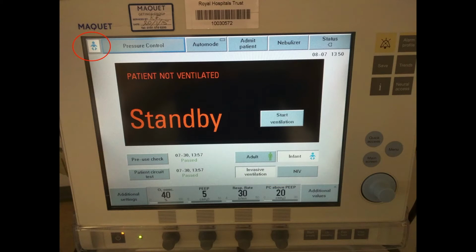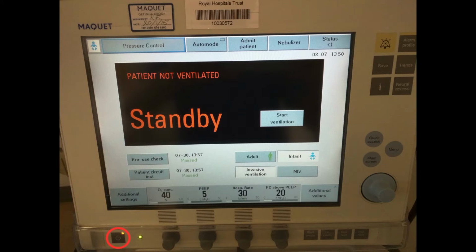And you can see on the screen here, in the top left hand corner, whatever mode you've currently selected, you'll have an icon for either infant or adult. So if you do need to change that, you will need to go back to the standby screen.